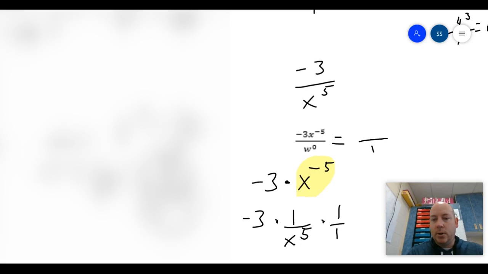So when you apply that rule, again, we do the reciprocal. X to the negative fifth over 1 becomes 1 over x to the positive fifth. Like we see there, the negative 3 stays there. So these longer ones, you just want to break up into their individual parts, use your exponent rules to simplify those, and then put it back together into one overall answer like we see there.